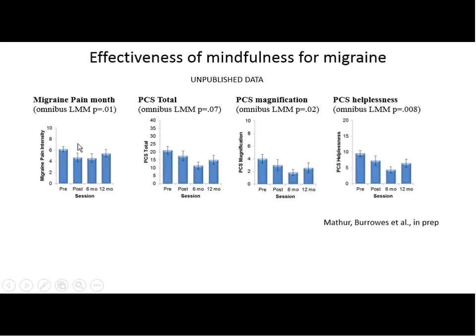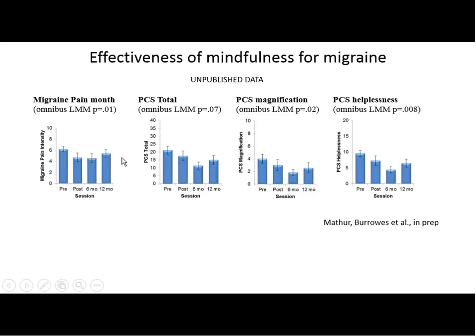So they learned the core tools of mindfulness, and so we followed them out at multiple time points in a longitudinal neuroimaging study. We're just pulling together all the diary data that we have for this trial, and this will be published sometime in 2017. But here's a preliminary look at some of the outcomes. So this is migraine pain intensity. You can see there's a reduction immediately following the intervention or the retreat, and that's sustained after 6 months and sort of starts to rebound by 12 months.